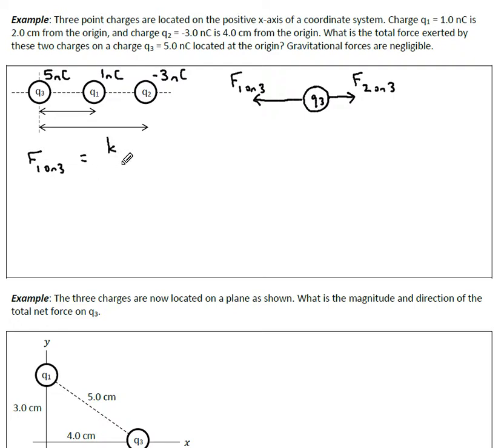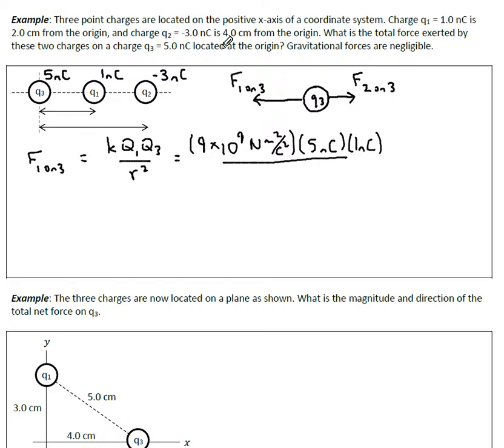So the equation is k Q1 Q3 over the distance between them squared. K is just 9 times 10 to the 9 newton meter squared per coulomb squared. And the two charges, we have 5 nanocoulombs and 1 nanocoulomb. The distance between them is given to us to be 2 centimeters apart. We need to make sure we convert to meters, so 0.02 meters, and we're going to square that value.